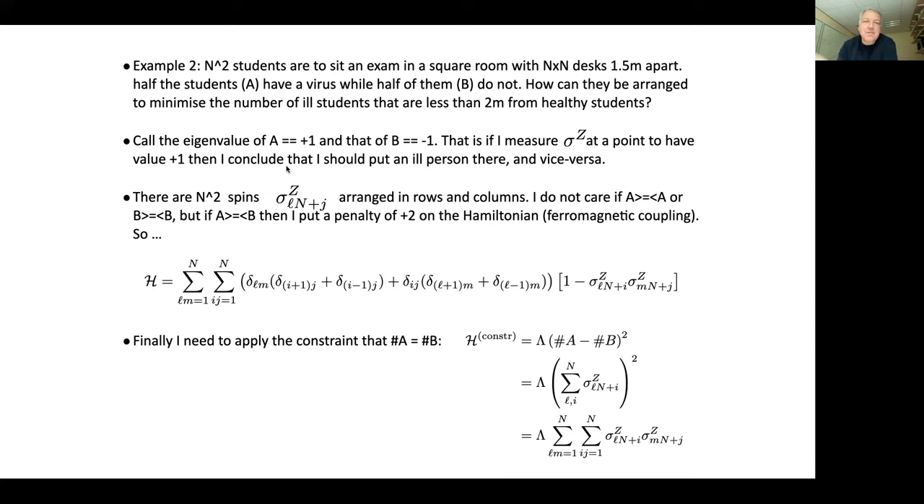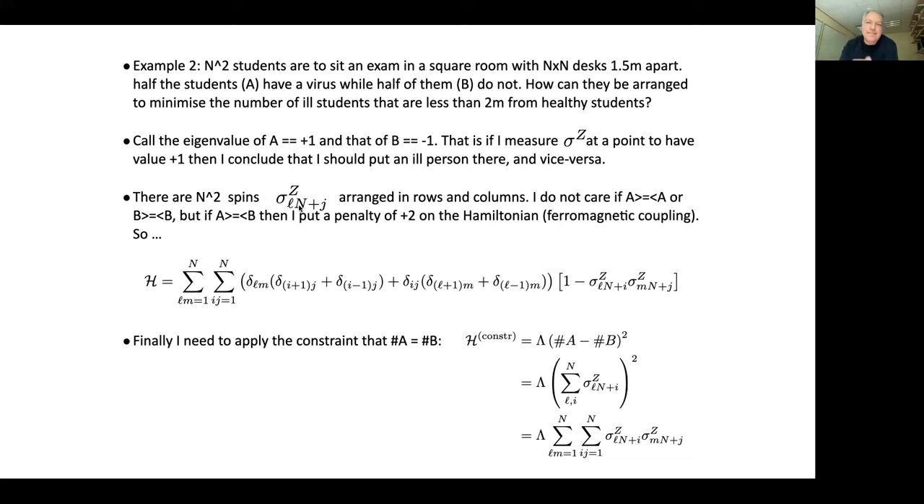So if it's minus one, it's a well person goes there. So the way you can arrange this on the annealer, it's a square array. I arrange it in rows and columns. The rows are labeled L and the columns labeled J, and I've got N on a side.